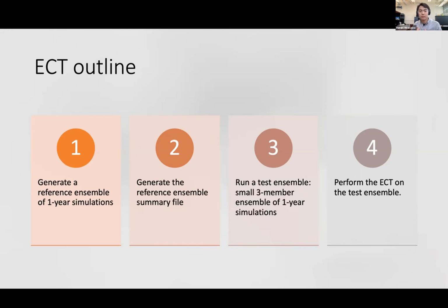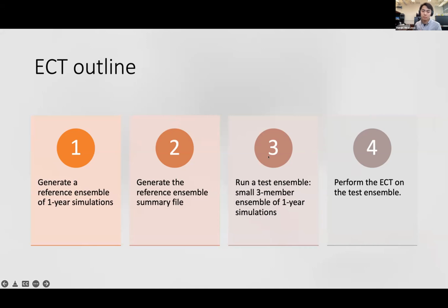So here is an outline of the ECT method. The first two steps are setting up the reference ensemble. We start on a trusted machine that's verified, and we generate a very large ensemble of, in our case, 1-year simulations. Then using that ensemble, we generate what's called an ensemble summary file, which contains information about the statistics of the ensemble.